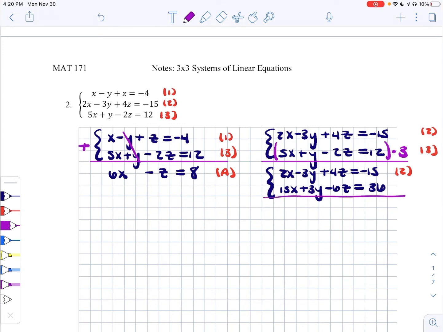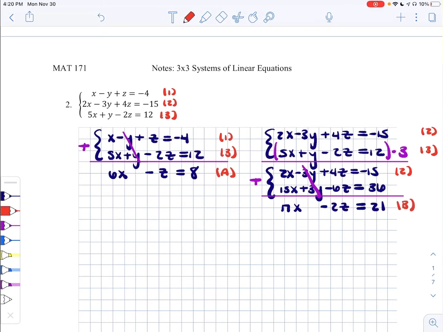And then go ahead and add your equations up. So the y's cancel. That was our whole point. And then just add the rest of it. So we'd get 17x minus 2z is equal to 21. And that is what I'm going to call equation B.